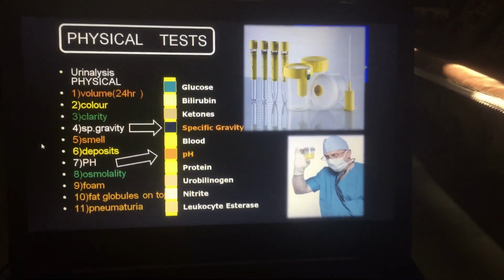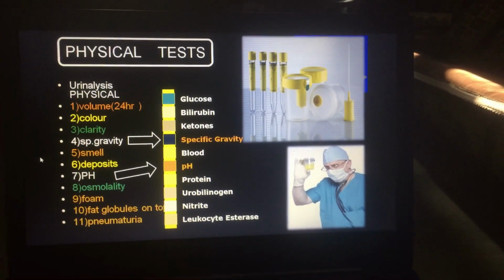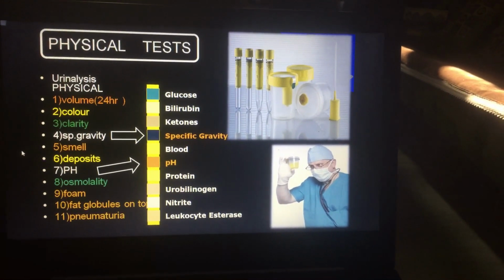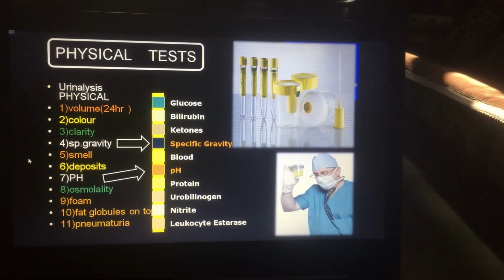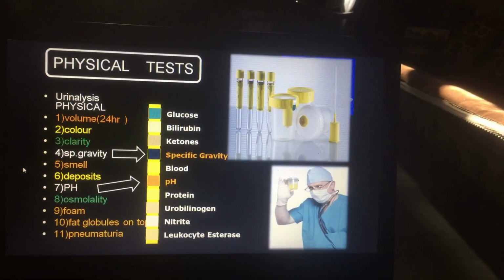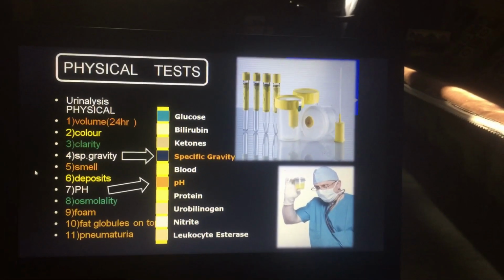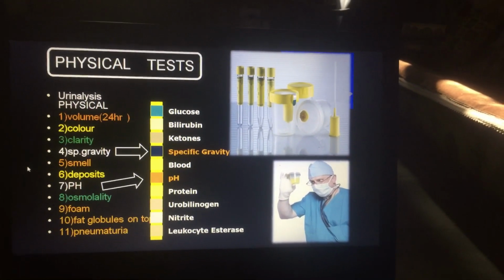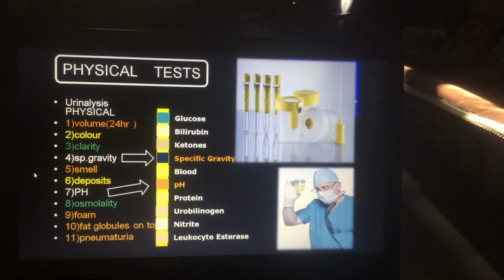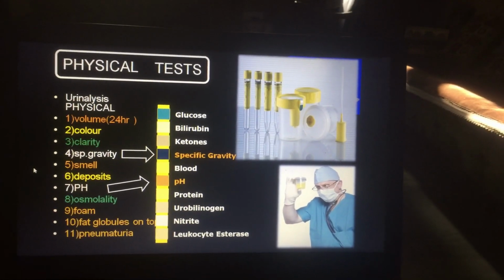So today we are starting the second part of urine analysis, that is the physical examination or physical test. In the physical test, it will be volume in 24 hours, color, clarity, specific gravity, smell, deposits, pH, osmolality, foam test, fat globules, and pneumaturia. Out of this, when you do a physical test by means of a strip, dipstick, only two tests give you a report, that is specific gravity and pH. Hence, all the other tests which give you some idea regarding renal disorders cannot be estimated.